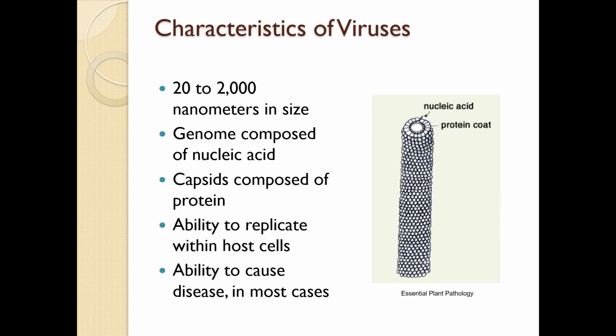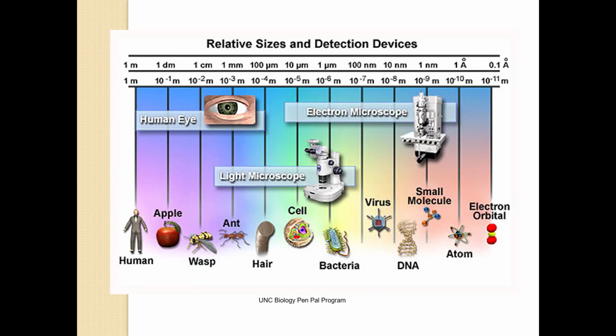So they're really quite small, 20 to 2,000 nanometers in size. There's a genome composed of nucleic acid, and then capsids are composed of protein. They're able to replicate within host cells, and of course they have the ability to cause disease in most cases. So they're incredibly small. You can see bacteria is actually larger than viral organisms, and this electron microscope is really the only way you would be able to see them.